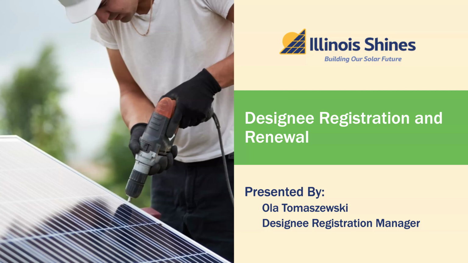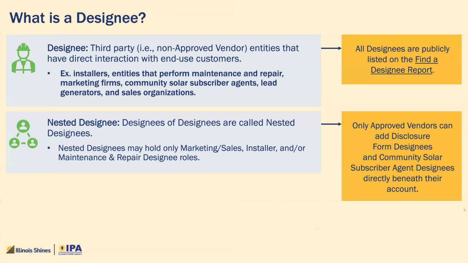Designee registration and renewal in the Illinois Shines program. Designees are third-party entities that have direct interaction with the end-use consumer. This can include installers, entities that perform maintenance and repair, marketing firms, community solar subscriber agents, lead generators, sales organizations, and more. All companies that interact with the end-use customer must register as a designee in the program.